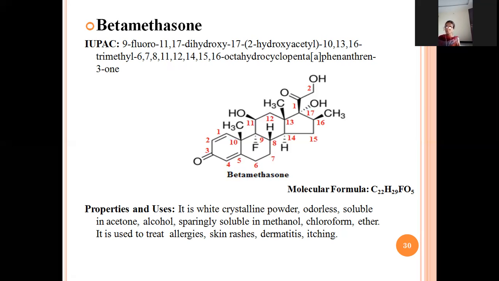Properties and uses: it is a white crystalline powder. It is odorless, means it does not have any smell. It is soluble in acetone and alcohol, and sparingly soluble in methanol, chloroform, and ether. So it is used to treat allergies, skin rashes, dermatitis, and itching.